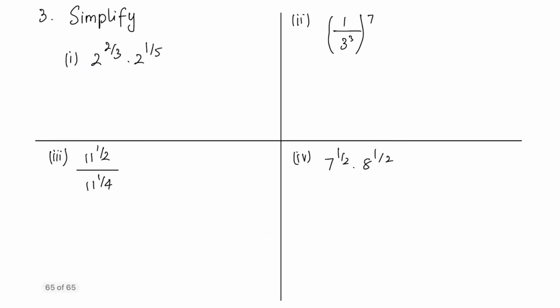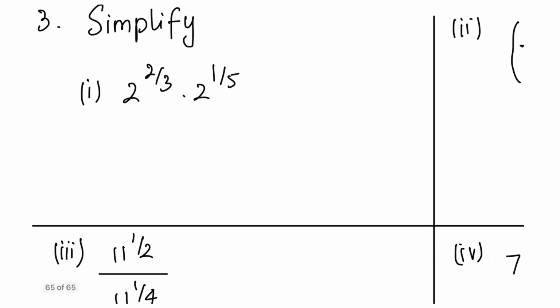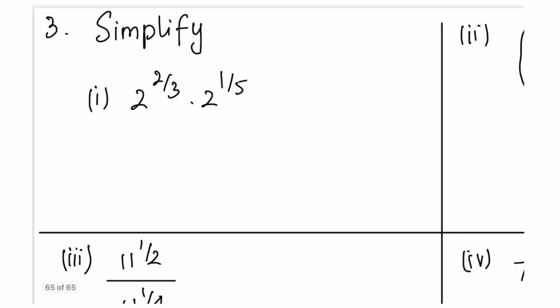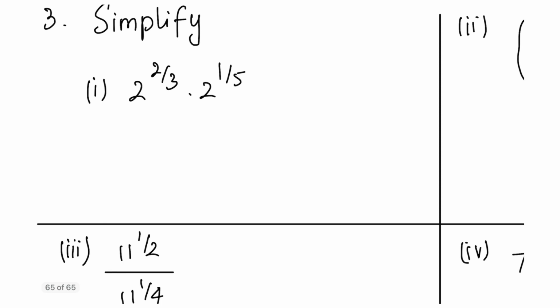Okay, now moving on to the third and the last question of this chapter and this video. So what we are going to do is simplify these things, and another new formula is going to be used here. Okay, so the question is, the first subdivision here is 2 power 2 by 3 into 2 power 1 by 5. Now we have seen similar examples, right? So it's a power m into a power n. So in that case, what would you do? It would be a power m plus n, right? So we have seen this already. That is what is going to happen here.